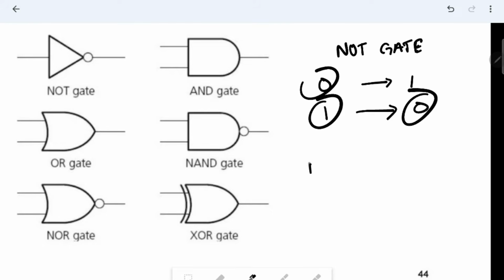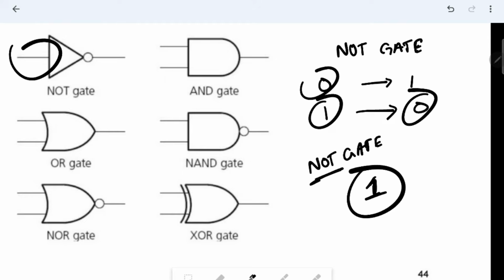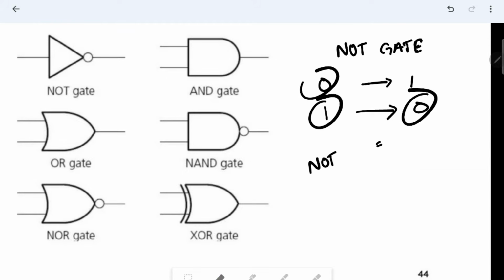This is called the NOT gate, and it comes from the name: not the input. It's the opposite of the input, and there's only one input possible in this gate, because you can see there's only one line entering this gate. That means you can only have one input entering this gate. So that is the NOT gate. Let's move on to the next gate.